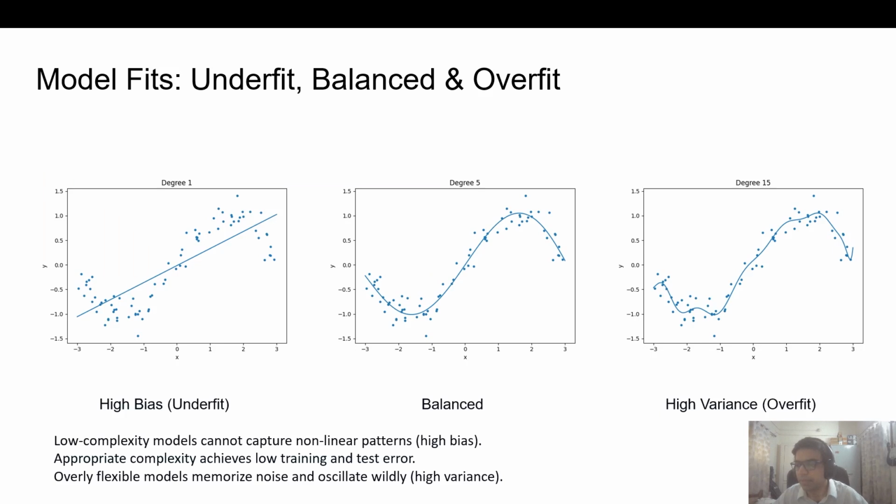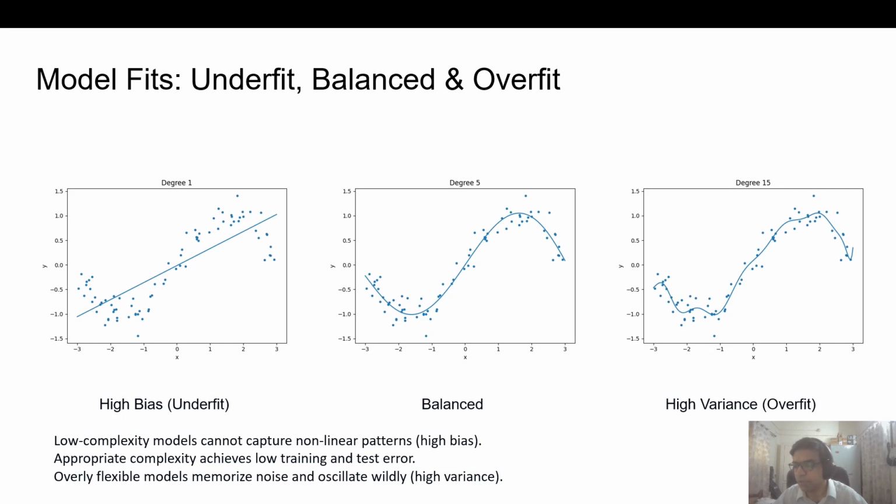Now, in this diagram, you can see the visual demonstrations where we have three fits on the same data set. Starting from the left, you have a degree 1 polynomial fitting a straight line. And you can notice how it misses the curvature, which has high bias and is a clear case of underfitting. In the middle, you have a degree 5 polynomial, which captures the sinusoidal pattern without excessive wiggles. It achieves a good balance of bias and variance.